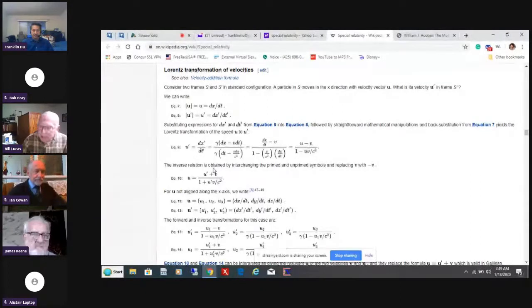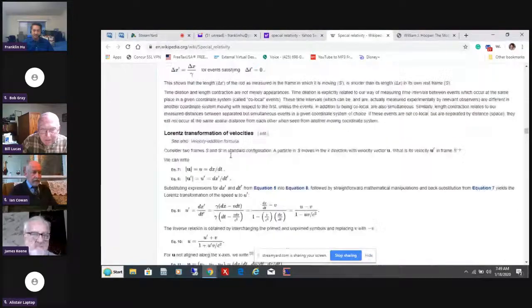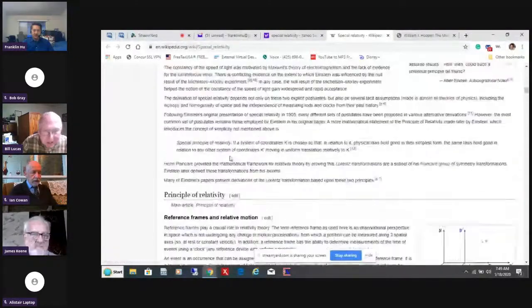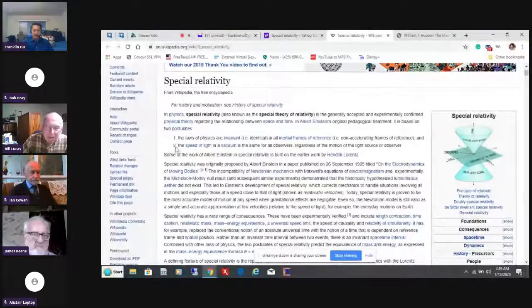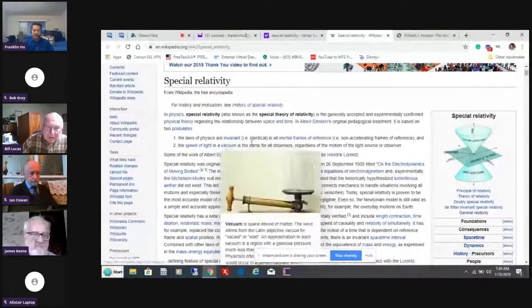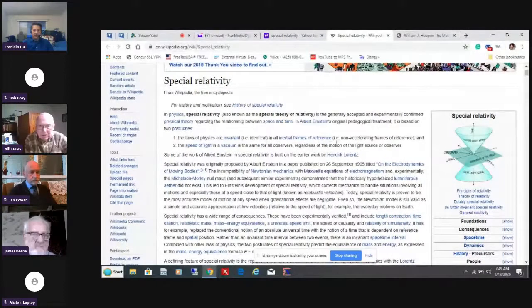This article you're seeing on the internet does not talk about the assumptions of special or general relativity. Well, it does. That's the first two things up there. Not assumptions. Those are the two postulates: one, the laws of physics are invariant, identical in all inertial frames of reference; and two, the speed of light in vacuum is the same for all observers, regardless of the motion of the light source or observer. Those are conclusions from the theory, not the assumptions of the theory.